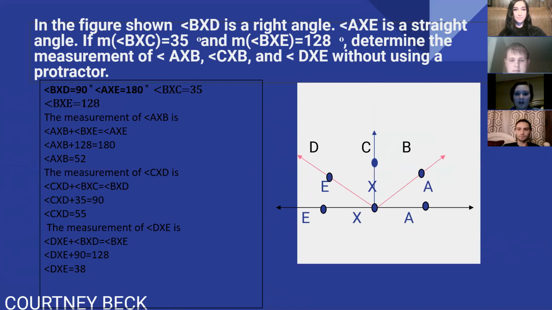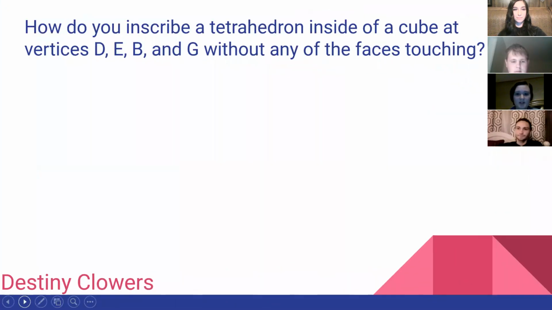And our next question is for Destiny. Destiny, how would you inscribe a tetrahedron inside of a cube at vertices D, E, B, and G without any of the faces touching?